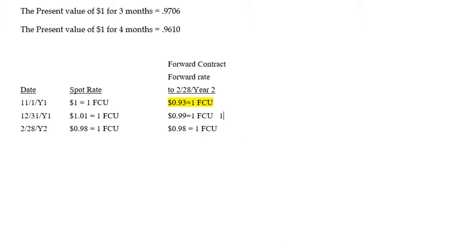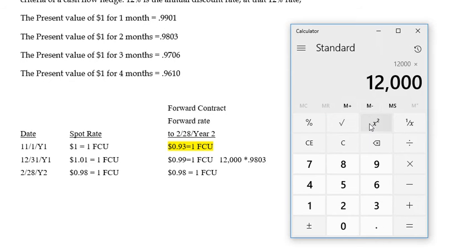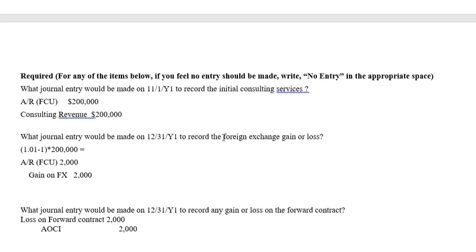So there was a 12,000 bad, and then I need to discount it from 2/28 to 12/31. So 2-month factor. I don't need 1 month, I don't need 3 month, I don't need 4 month. I need 2 months here. 2-month factor to discount it back to 12/31. 0.9803, times it by 0.9803. 11,764.